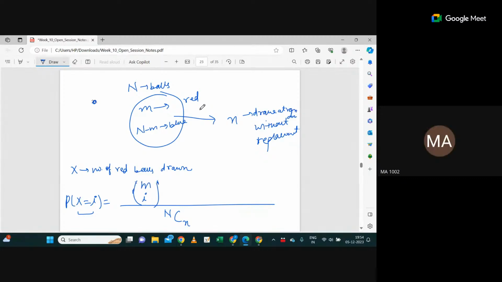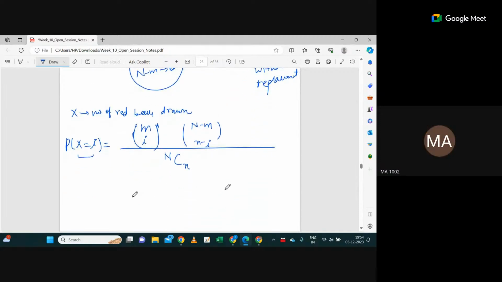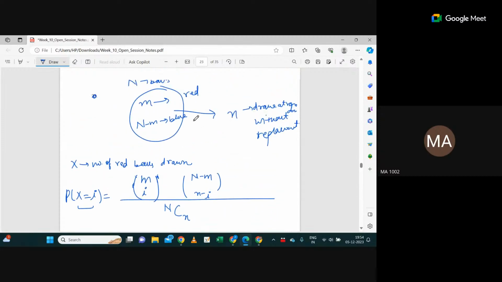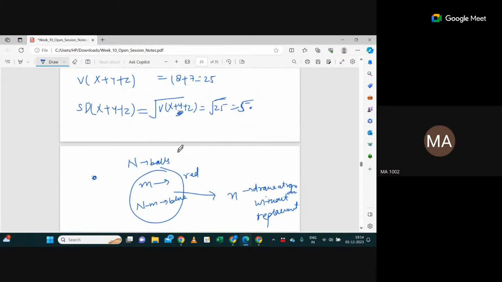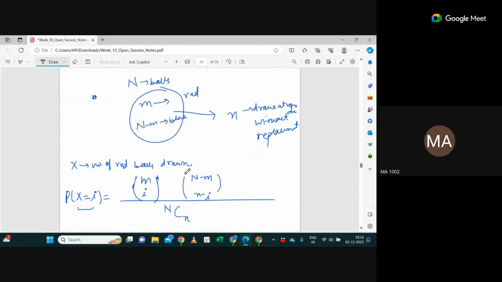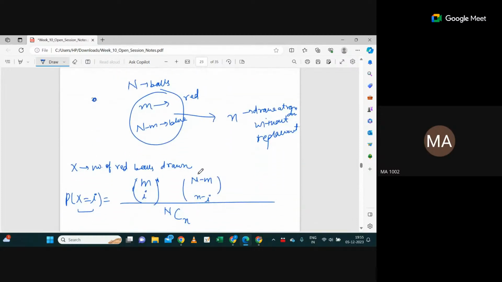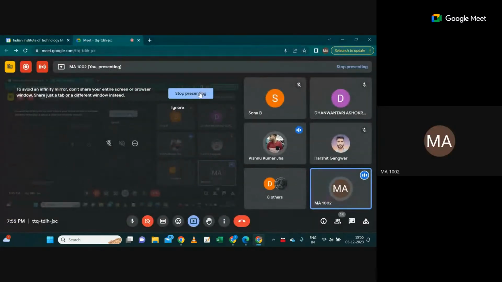Because we have only m red balls. But we are drawing total n balls, so the remaining n minus i balls we have to draw from the blue balls. That is the hypergeometric. Here your x will take values 0, 1, 2 up to n. The same concept we applied in the case of women promoted to senior level, right? So this is something hypergeometric. In week 11 we have a separate lecture where we are going to discuss the hypergeometric random variable in detail.